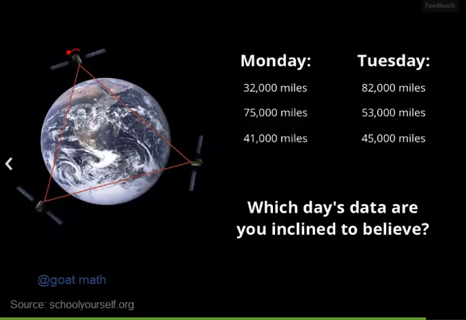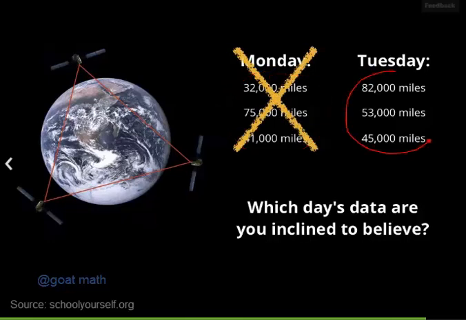Excellent work! Together, these 3 satellites form a triangle, and the lengths of this triangle's sides, meaning the distances between the satellites, must obey the triangle inequality. According to Monday's data, adding the 2 shorter sides, 32,000 and 41,000, gives you 73,000, but the third side, 75,000, is greater than the sum of the other 2. So you can't make a triangle out of these 3 distances, but you can make a triangle using Tuesday's data, so these numbers are believable.